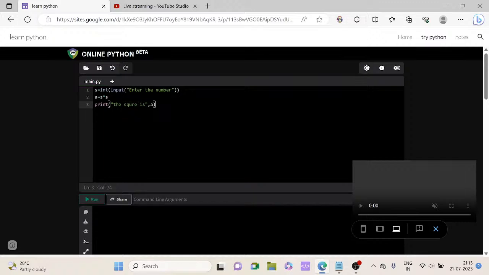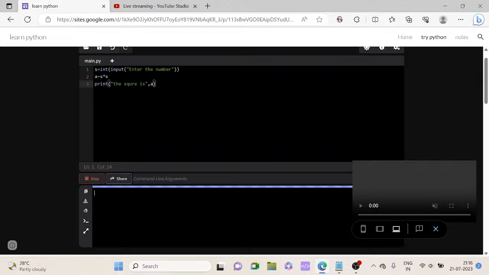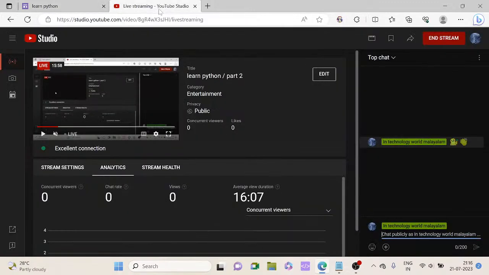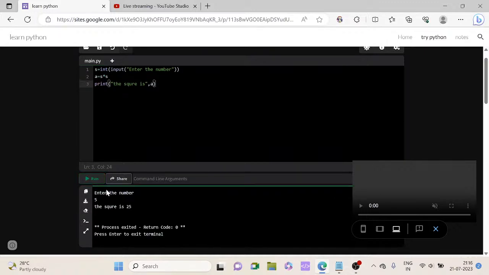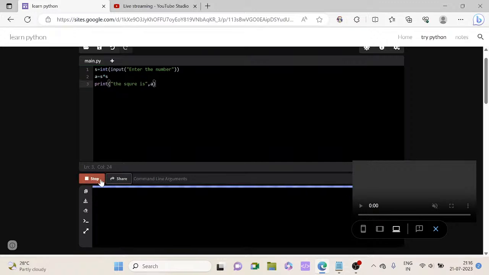So now let's run. Running depends on your internet; if your internet speed is good, it will come fast. Enter the number. We have got the result. Now I am typing 5. Now I will press the enter key. The square is 25.